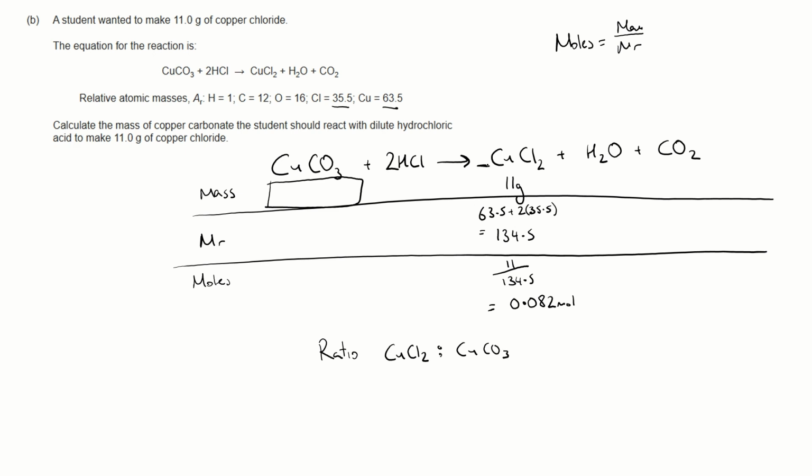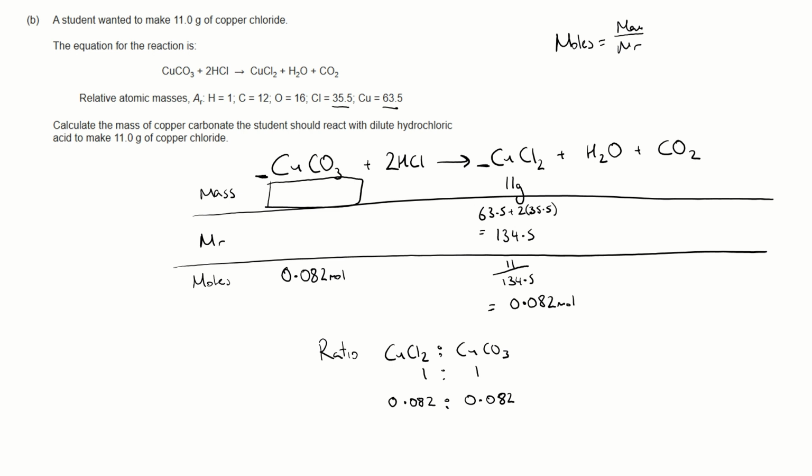This time we just look at the big numbers in front, and the big numbers in front are just 1 and 1. So if they've got 0.082 moles of 1, then you need to start with 0.082. Right, now underneath our copper carbonate, we're going to write down the moles, 0.082 moles.